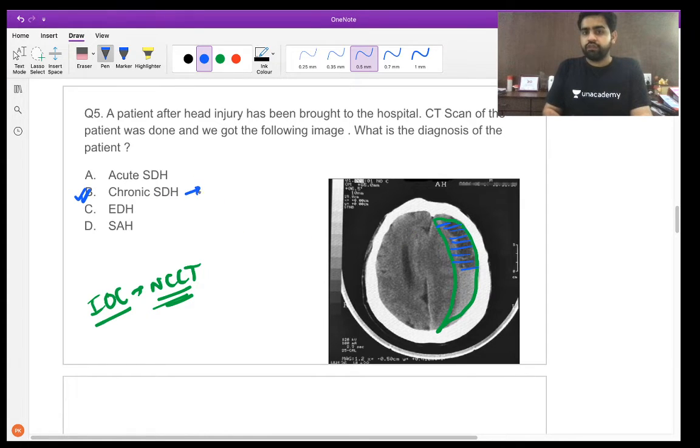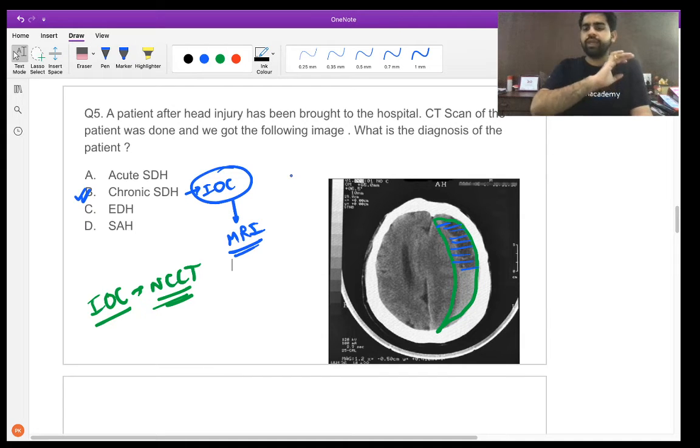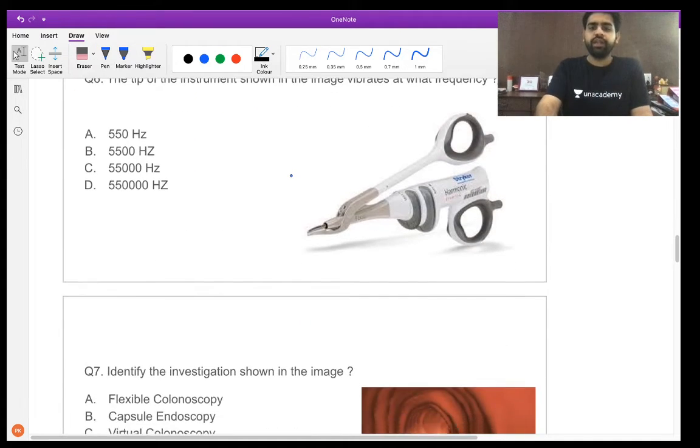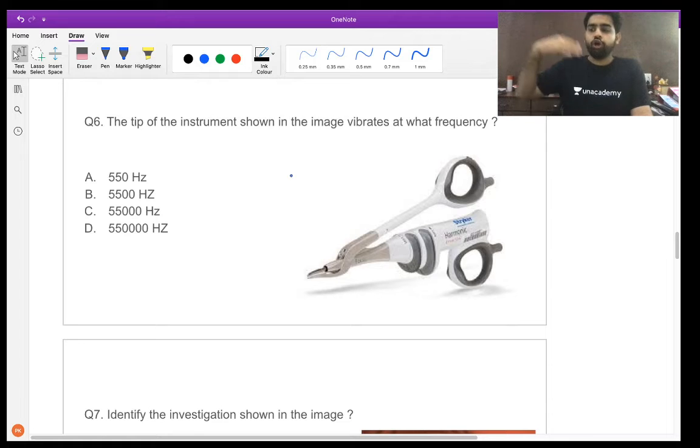Now, if I ask you what is the investigation of choice specifically for chronic SDH, it is not the non-contrast CT scan, it is an MRI. But if you do a non-contrast CT scan, this kind of image you will see. This image is pointing towards a chronic SDH. It is not an acute SDH. The shape and everything will be exactly the same. The only difference is that there will be a heterogeneous lesion. The upper portion will be black, the lower portion a bit hyperintense. So that is a mixed bag, which is basically a chronic SDH.